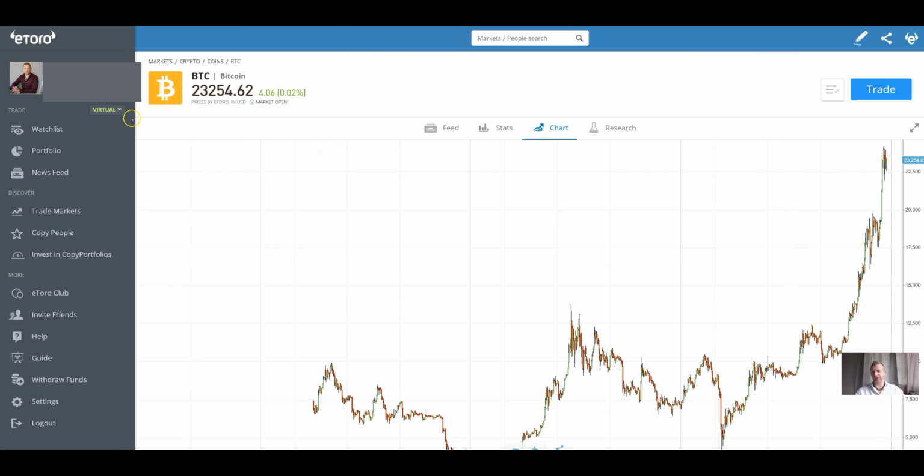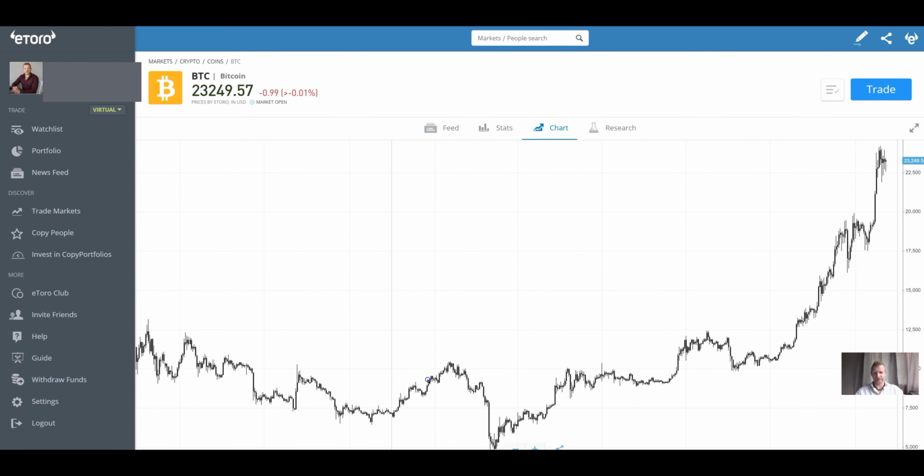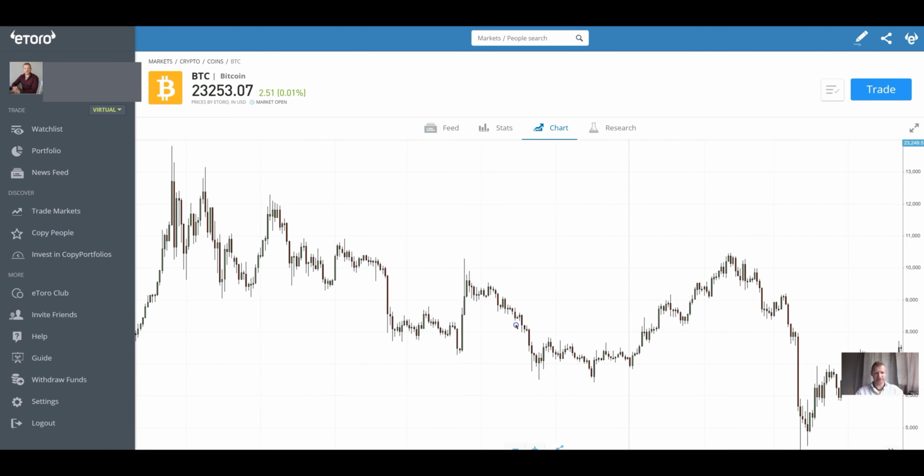Alright, so now in the eToro platform, don't forget to switch to virtual account because we're done trading with real portfolio. Toro Demo Trading, we're all about demo trading, so it's all about the virtual account. And I don't give real trading advice because of legal reasons.